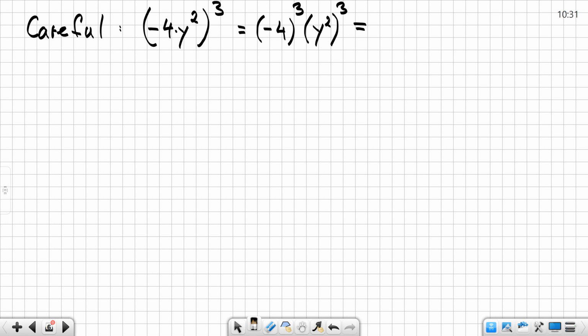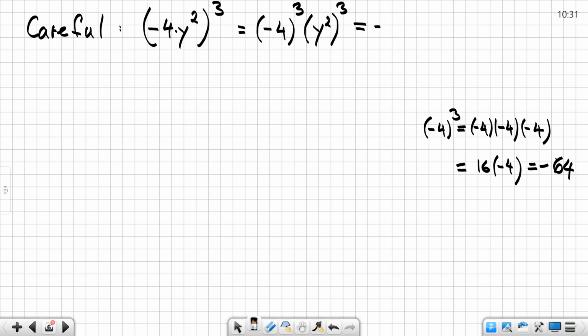A negative 4 raised to the third power. One moment, what is that? A negative 4 raised to the third. What does it mean? A negative 4 times a negative 4 times a negative 4. Now, a negative 4 times a negative 4, that is a positive 16. Multiply this one more time by a negative 4, and I will get a negative number, a negative 64. And y to the second, raised to the third. In this case, we multiply the exponents, and overall we get a negative 64 times y raised to the sixth.